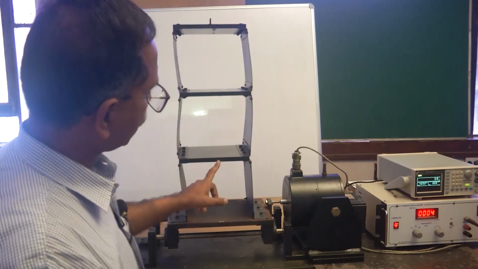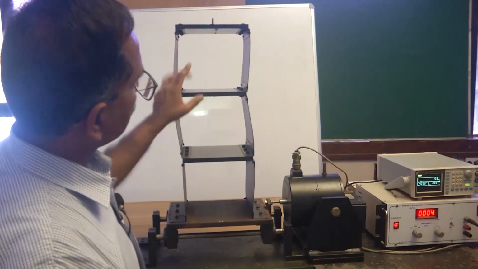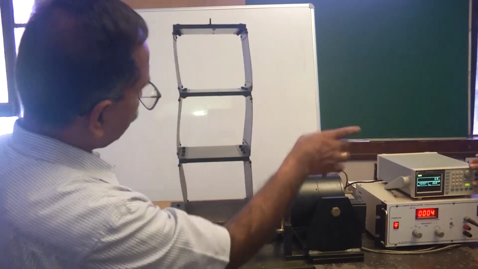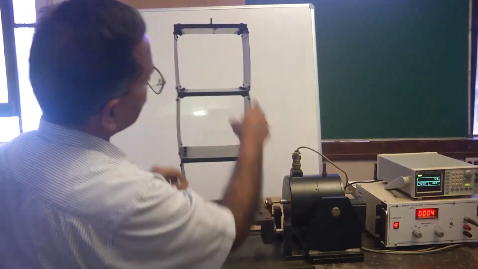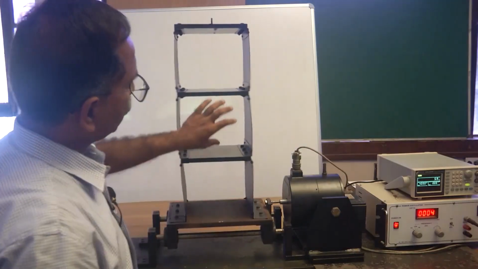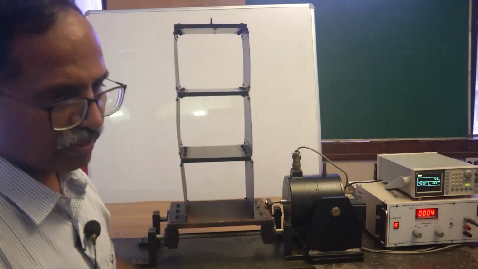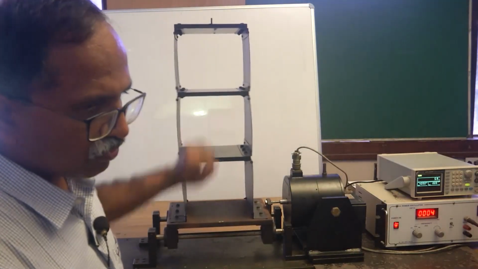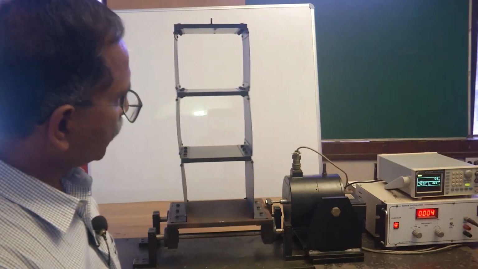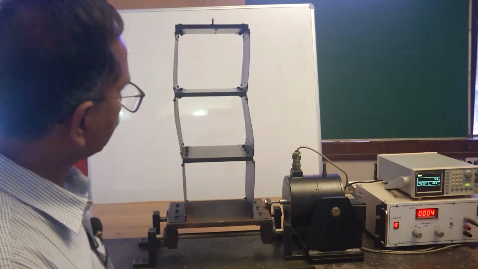This one's a little smaller compared to this, and this one and this one are out of phase, and therefore there is a node point between the motions of these three different plates. Okay, so this is how the mode shape in a multi-degree of freedom system that we are observing looks.